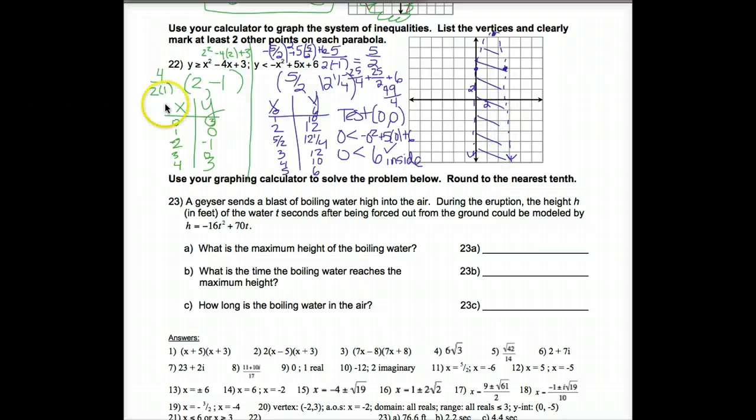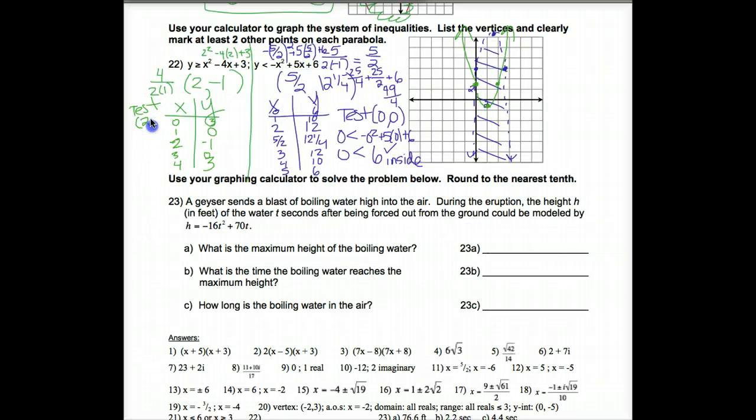On my second parabola, when I graph it, 2, -1 is my vertex, and then for my other points, I'm going to pick the 0, 3 and the 4, 3. This one should be solid since it has the equals underneath. Pick a test point. Now on this one, you can't pick 0, 0 because 0, 0 is outside the parabola. So I'm going to go ahead and pick 2, 2.